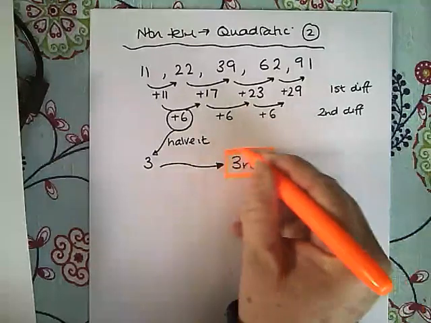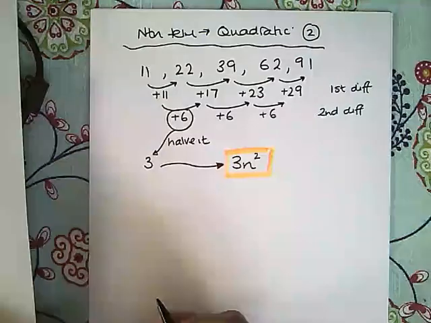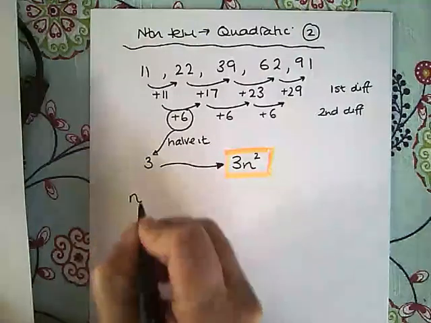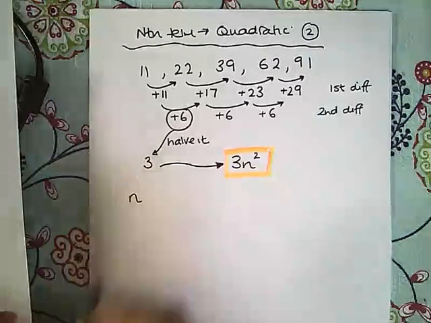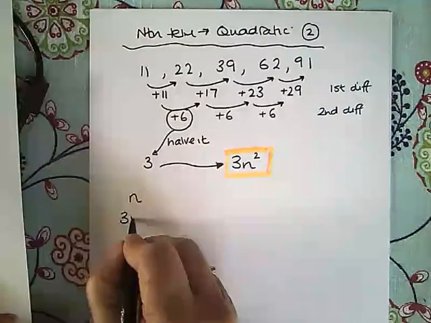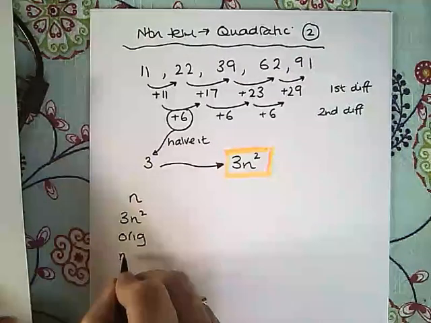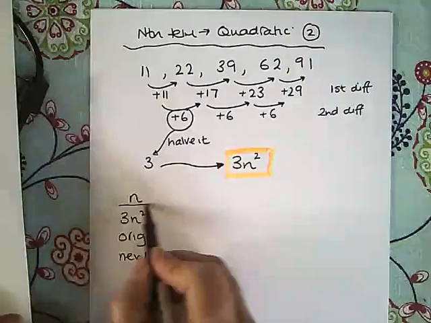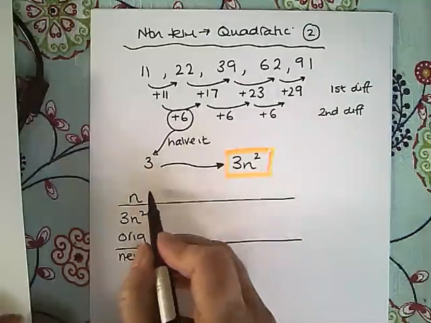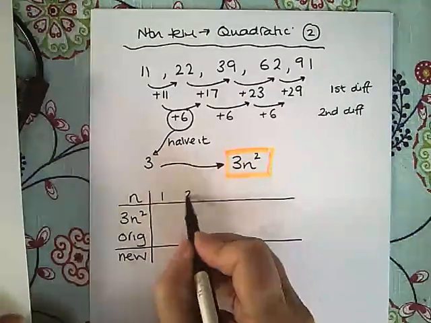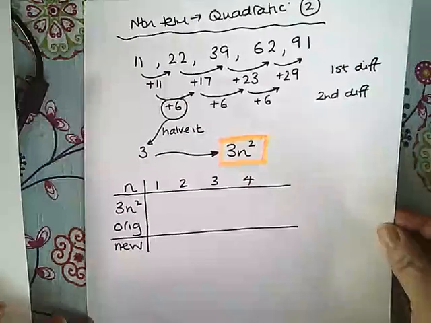Okay, right, then we draw out a table, and the table has n, the position of the term in the sequence, our 3n squared, our original sequence, and a new sequence as a result of this table. I like to just have these two lines because n is 1, 2, 3, and 4. You don't have to use all of the terms that you've been given originally.